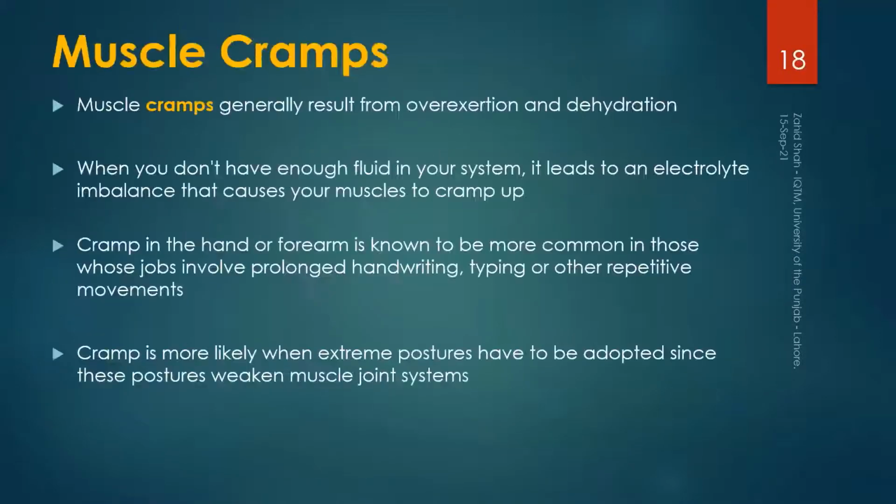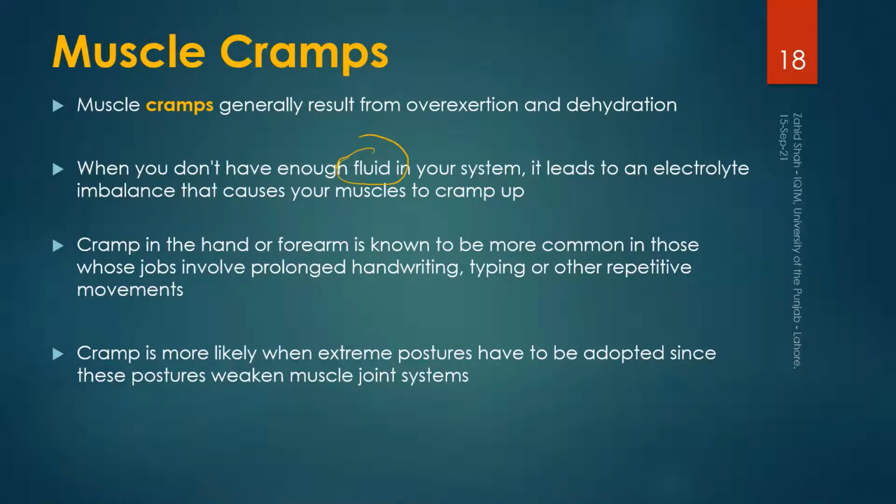Muscle cramps are also very common. The cramps generally result from overexertion and dehydration. So when you don't have enough fluid in your system, it leads to an electrolyte imbalance that causes your muscles to cramp up. So when there is a lot of heat and you are sweating a lot, then cramps may develop. So that is a reason, having insufficient fluid in your body. But there could be other reasons as well.